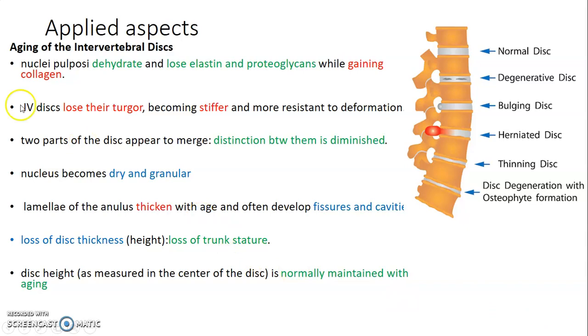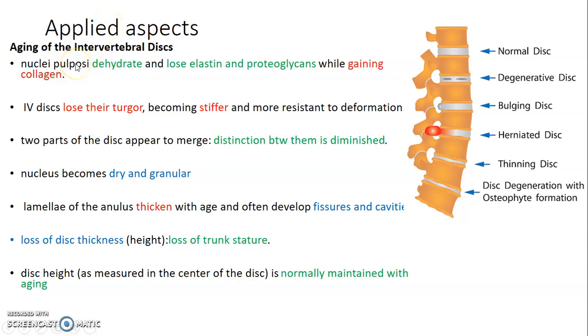So what are the applied aspects? Look at the intervertebral disc. It can herniate. This is a normal disc. This is a disc that's degenerating. A disc can bulge. It can herniate. It can become thin or undergo degeneration with osteophyte formation. All those are age changes of the IV disc.